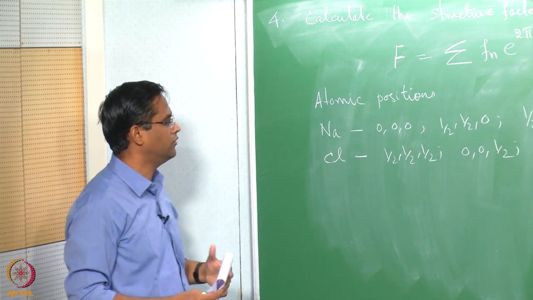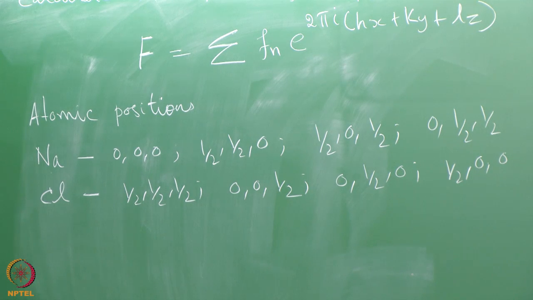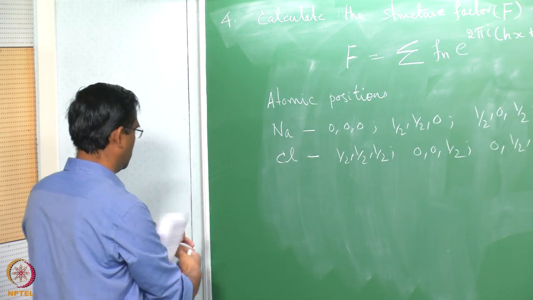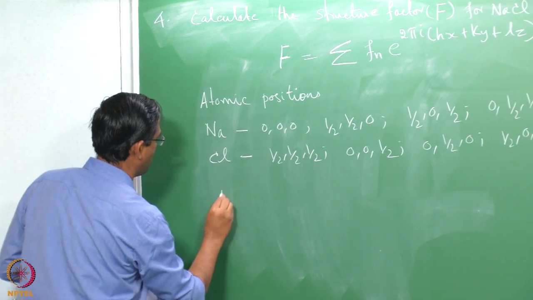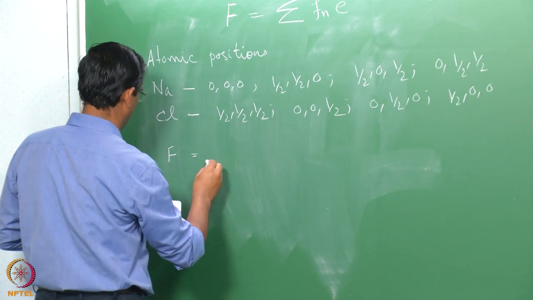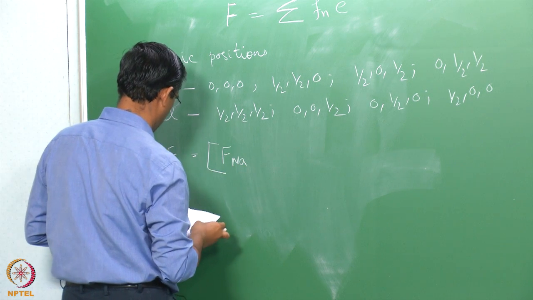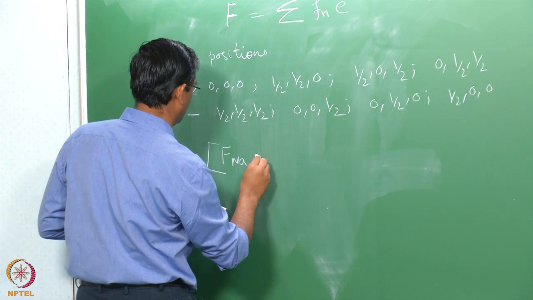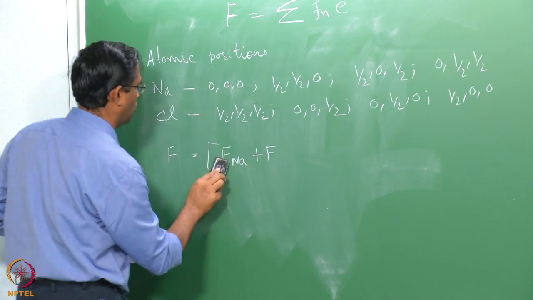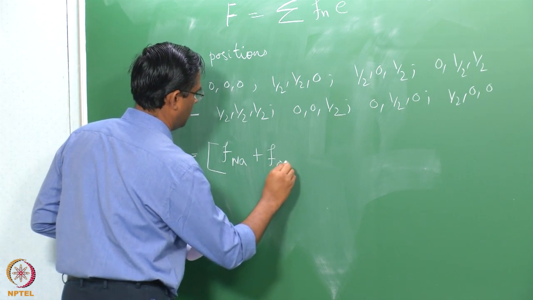Exact positions of these two atoms in the cubic lattice, and then you just substitute this whole thing in this, and then you will get an expression like this. Since we are talking about individual atomic scattering factor, it should be a small f.